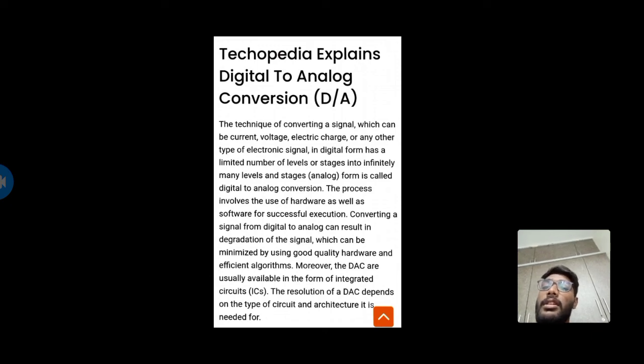successful execution. Converting a signal from digital to analog can result in degradation of the signal, which can be minimized by using good quality hardware and efficient algorithms. Moreover, DACs are usually available in the form of integrated circuits (ICs). The resolution of a DAC depends on the type of circuit and the architecture it is needed for.